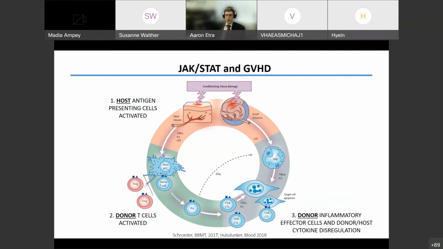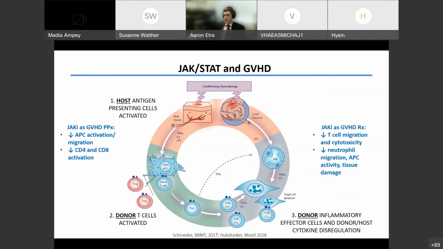So going back to that original pathogenesis scheme, this has been done in a series of laboratory papers where folks have shown that if you give a JAK inhibitor, you can decrease antigen-presenting cell activation and migration. You can decrease CD4 and CD8 cell activation. This makes ruxolitinib or other JAK inhibitors potentially attractive candidates as prophylactics, as preventative agents for graft versus host disease. By the same token, JAK inhibition is also thought to decrease T-cell migration and cytotoxicity, decrease neutrophil migration and their antigen-presenting cell activity, as well as direct neutrophil-mediated tissue damage.